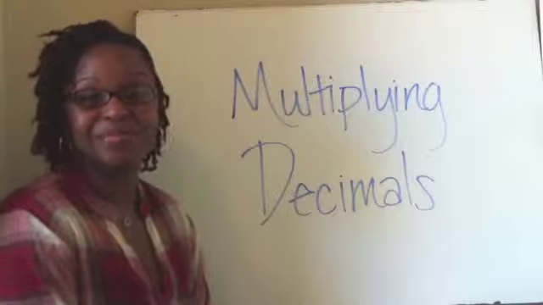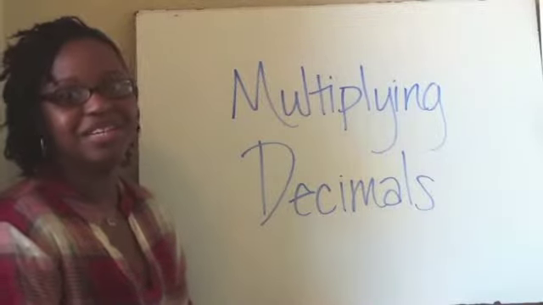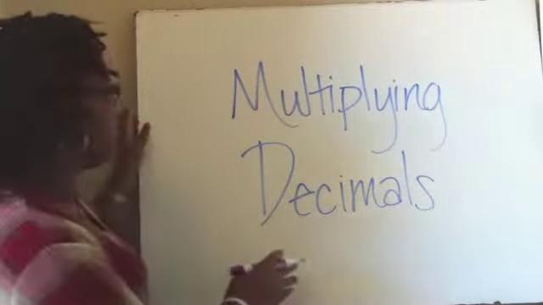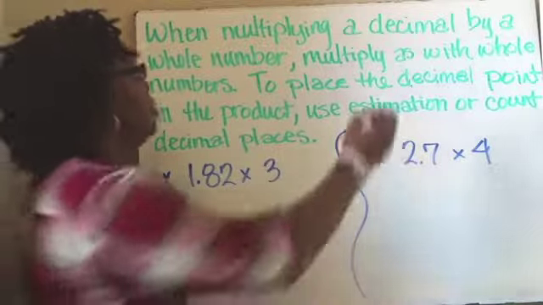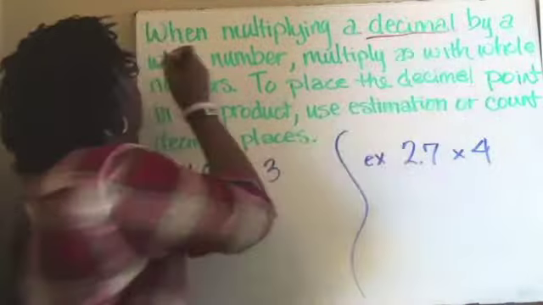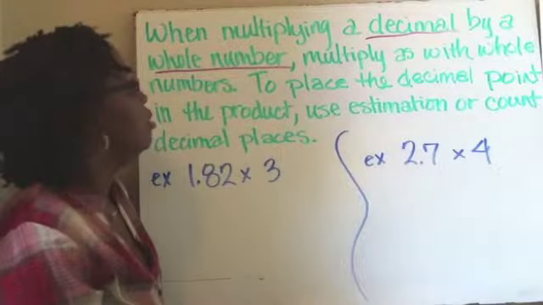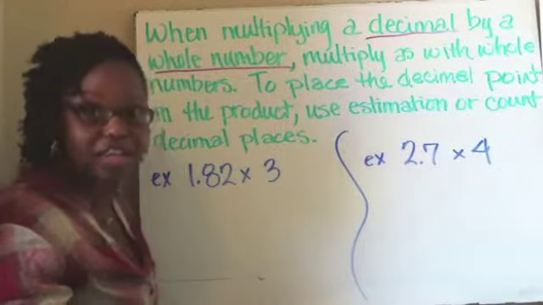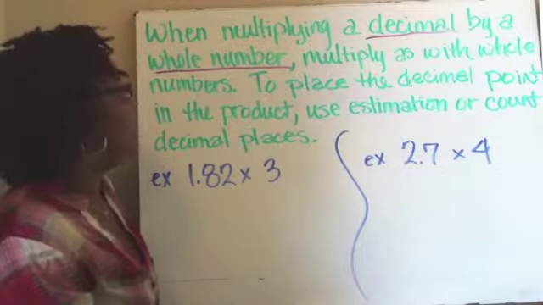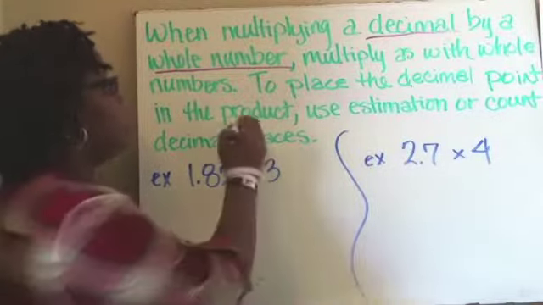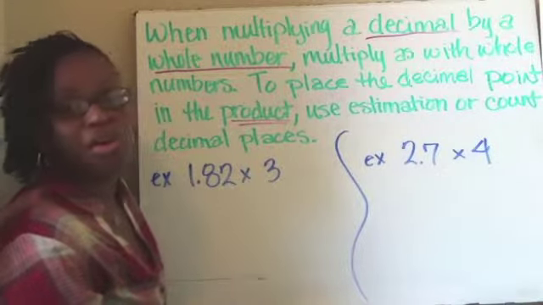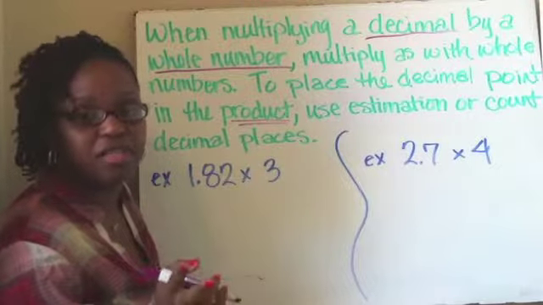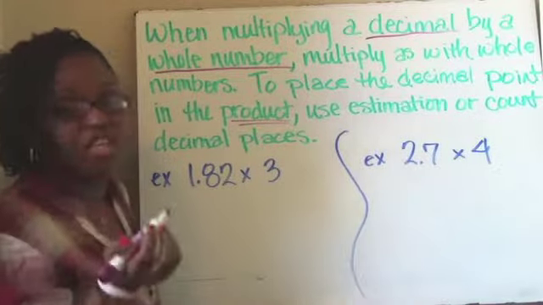Guys, today's lesson is multiplying decimals, and if you already have a good grasp of multiplying, this should be very simple. Alright, so we're starting out with multiplying a decimal by a whole number. Multiply as with whole numbers, so do your regular multiplication. Then to place the decimal point in the product, remember product is the answer to a multiplication problem, we can use estimation or count the decimal places. So there's two different options for finding out where your decimal goes, and we'll discuss both of those.